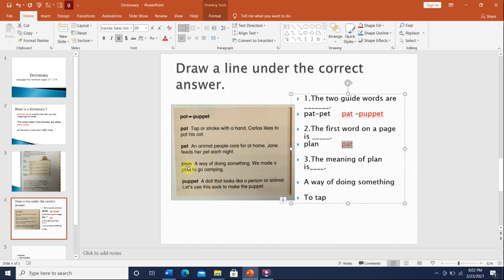How will I know the definition? I will go and continue reading. A way of doing something. So the first sentence after the entry word is the definition or the meaning of the entry word. So a plan means a way of doing something. And is it number 1 or number 2? It's number 1. A way of doing something. That is the definition or the meaning of plan.